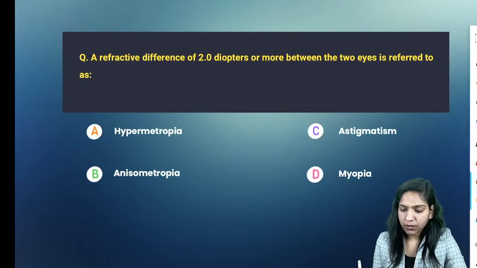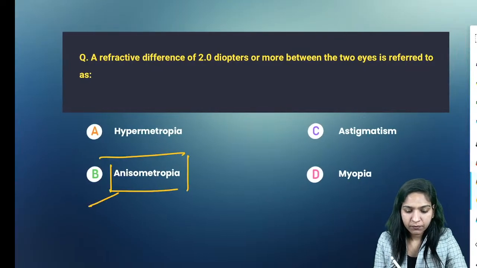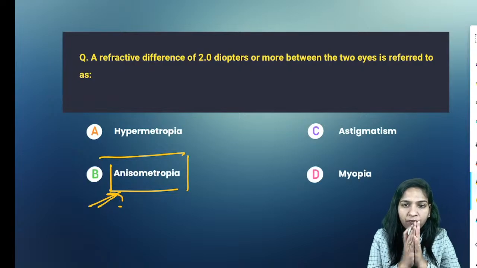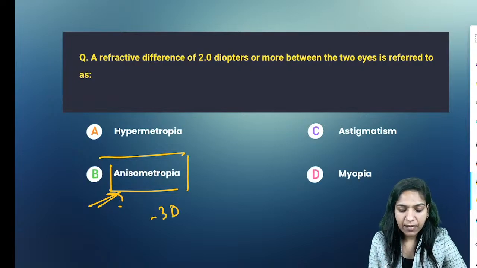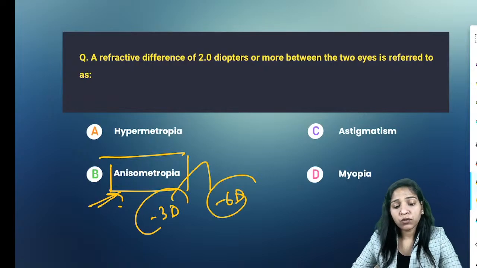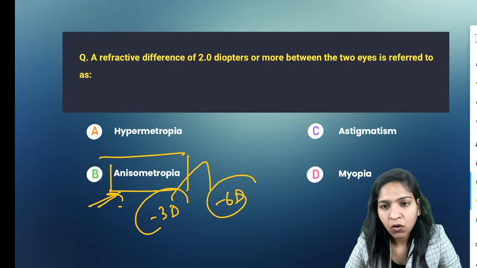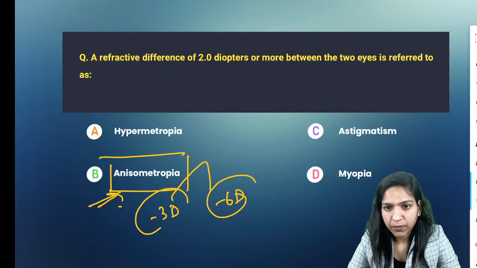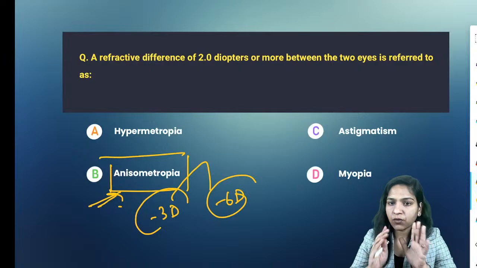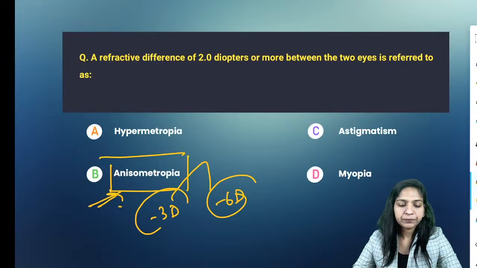It is anisometropia. Right? So in this what is happening, so if the refractive power of one eye is, for example, -3 diopter and other eye is having -6 diopter, so there is difference of more than 2 diopters, then we will call the patient is having anisometropia, right? So this is the definition of anisometropia that you have to remember, right?